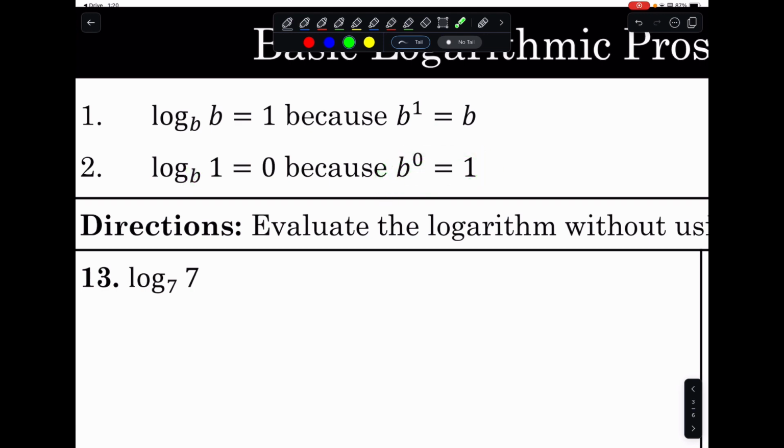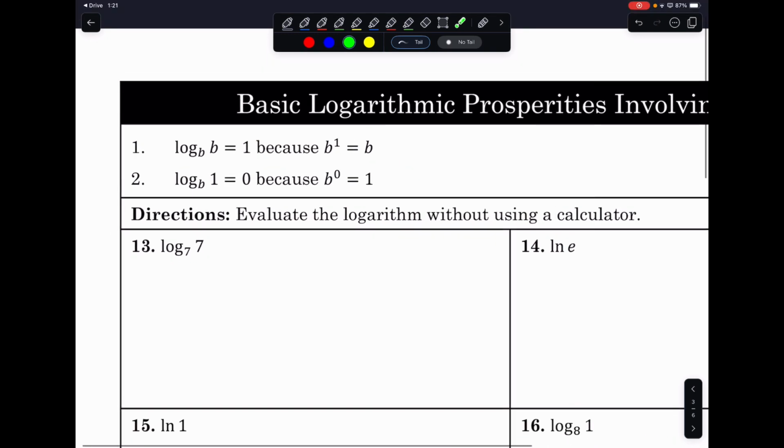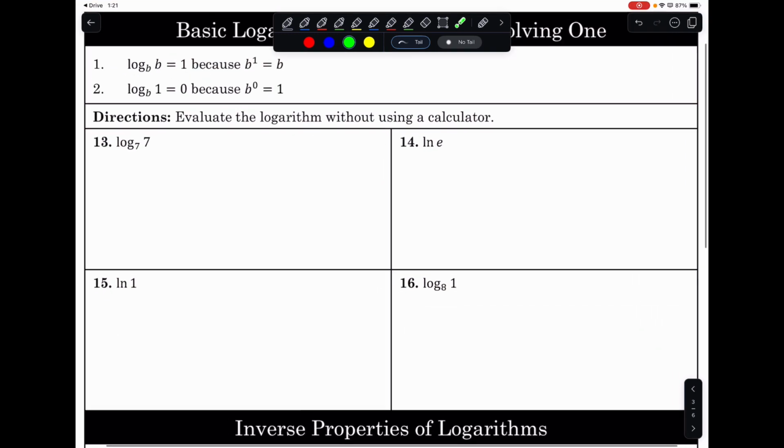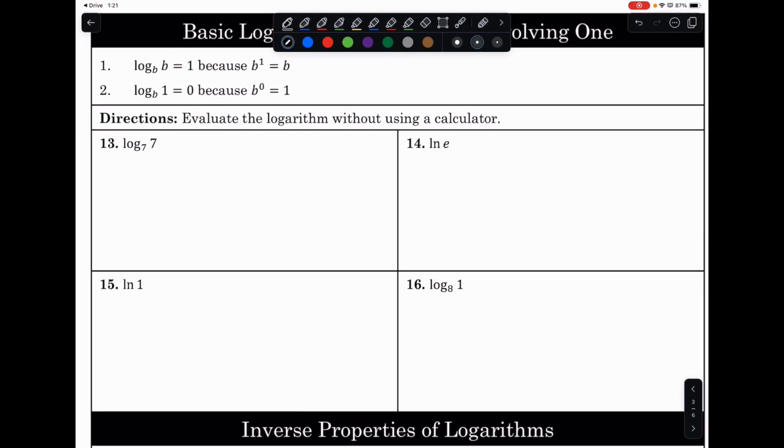Okay, so let's use these two properties to evaluate the following 4 things. So right here, the log base 7 of 7 is going to equal 1, because 7 to the first power equals 7.